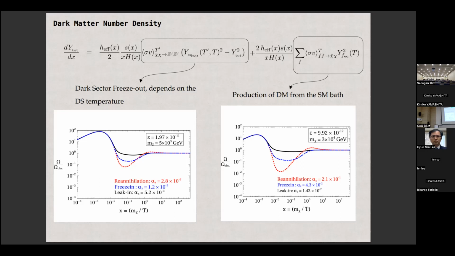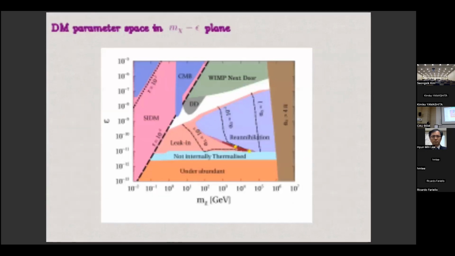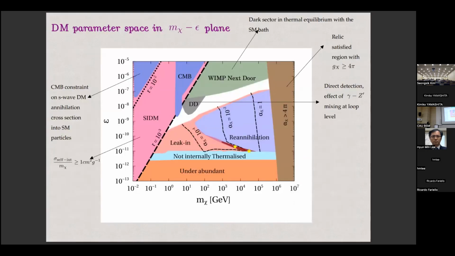And if we further increase the value of alpha X, then we will find that an excess amount of dark matter is produced from the standard model bath, and then it will reannihilate into the Z prime to set the final relic abundance. The similar behavior can be obtained from these choices of parameters. So now here is the m chi epsilon plane.